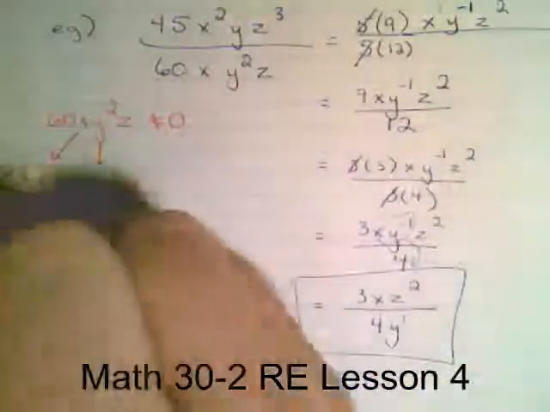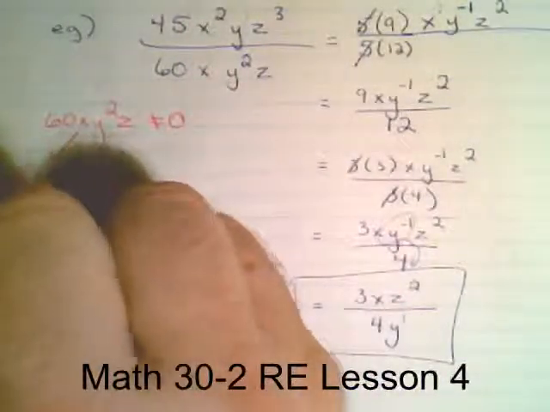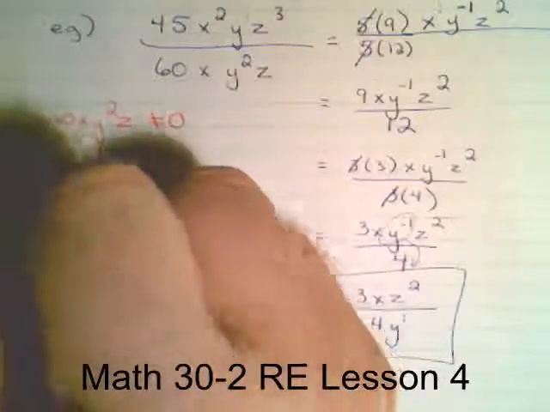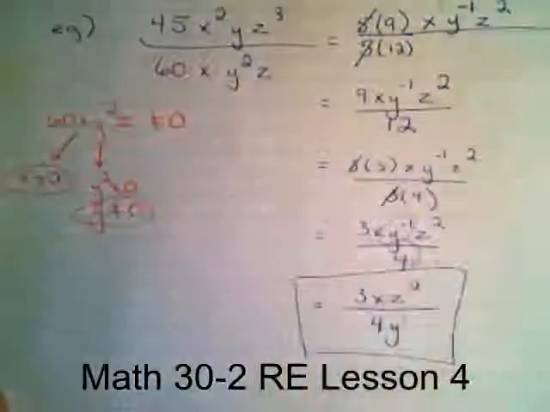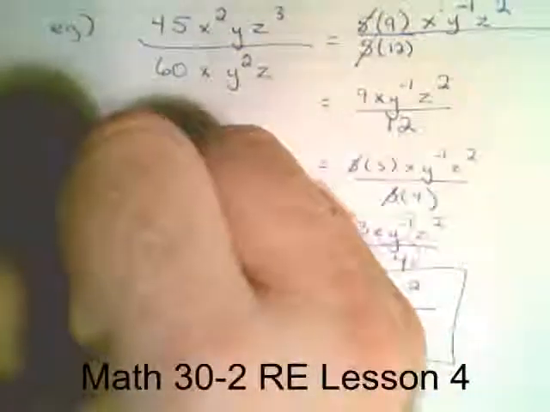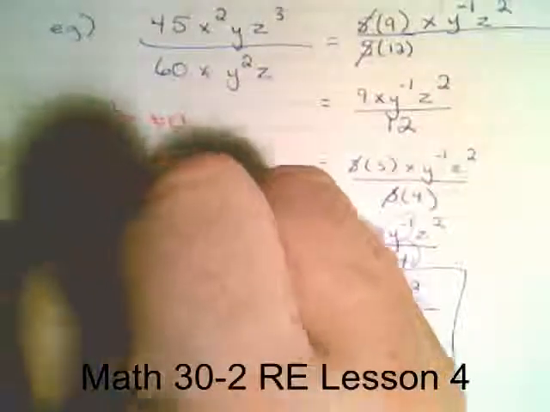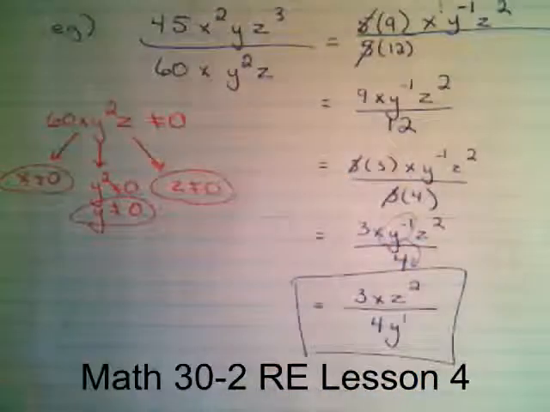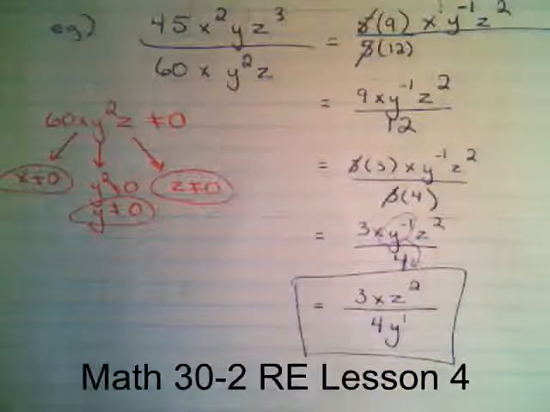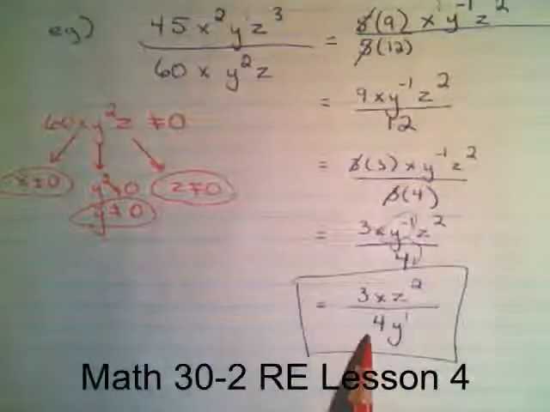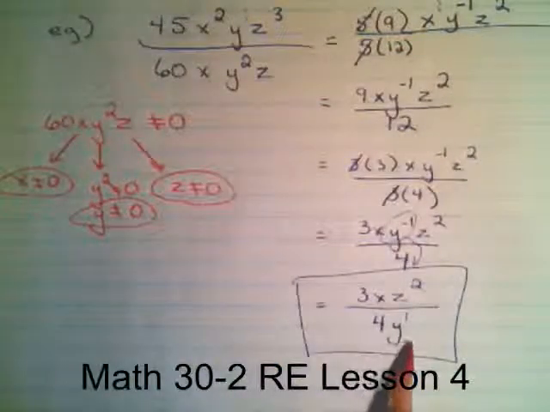Okay, so that's that. Looking back at the original question, what are my non-permissible values? Well, I know that 60 x y squared z can't be 0. 60 can never be 0, so I'm going to ignore that. This tells me that x cannot equal 0.